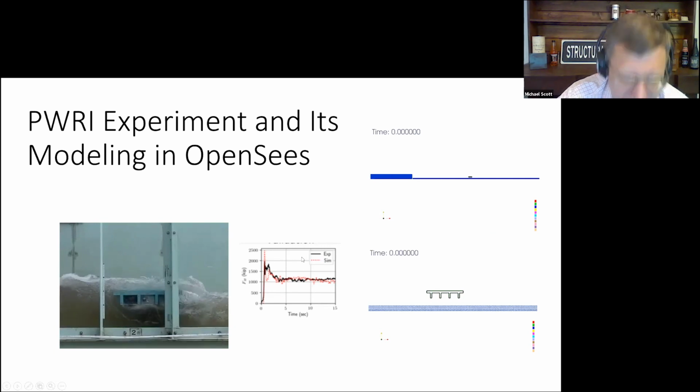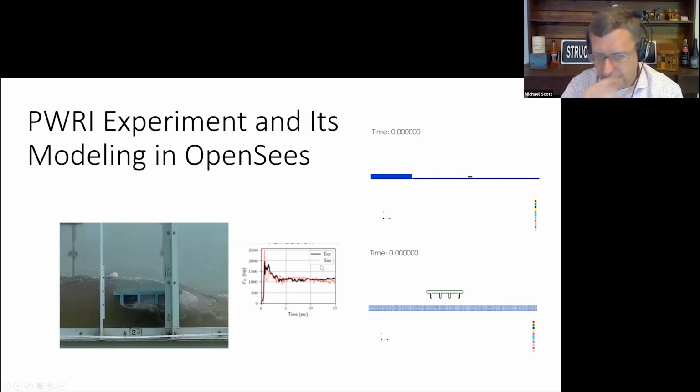It's not a very good figure, but here we're comparing the horizontal force from the experiment with the simulation, and we get the steady state force fairly well. The peak forces are, of course, hard to nail down, but I think it does a pretty good job in this very controlled experiment.